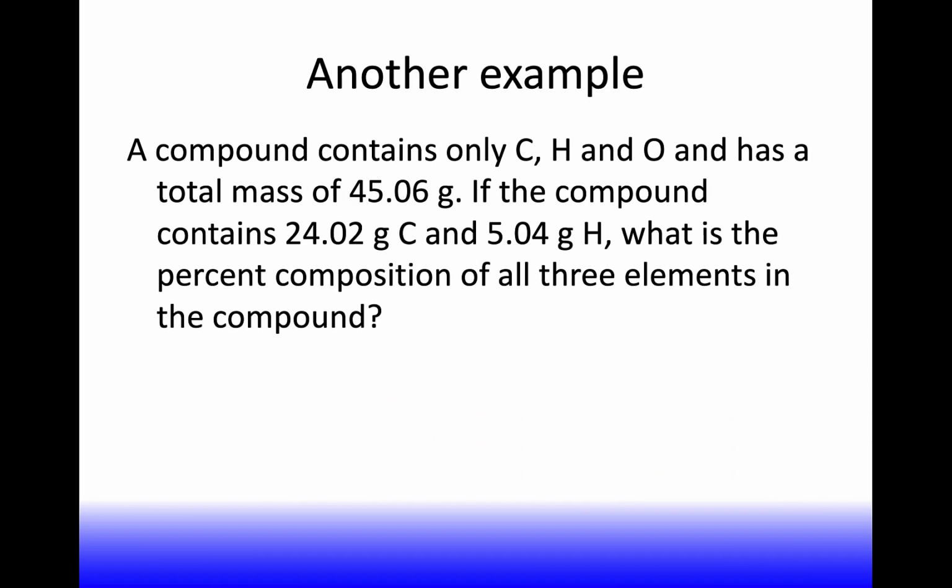Here's another example. We got a compound. It only has 3 elements. 1 is carbon, 1 is hydrogen, and 1 is oxygen. The total mass of the compound is 45.06 grams. So the sum of all 3 elements is 45.06 grams. Now, the compound is known to contain 24.02 grams of carbon and 5.04 grams of hydrogen. What is the percent composition? So percent by mass of all 3 elements in the compound.